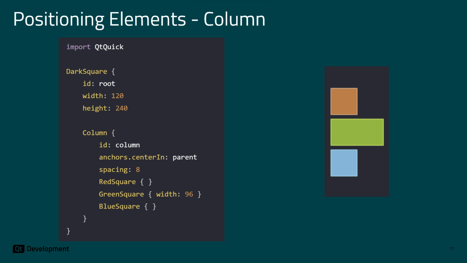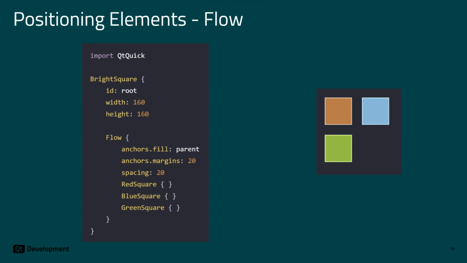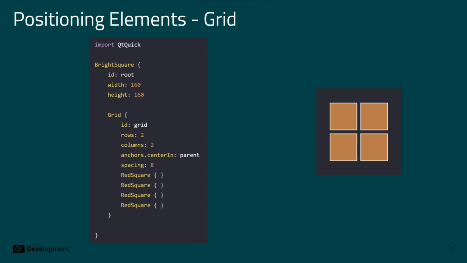Additionally, the column positioner is used to arrange items vertically. Flow items are used to place items like words on a page, with rows and columns of non-overlapping items. In our example, the flow item fills the parent BrightSquare item, defines outer margins and a spacing of 20 pixels between each element. Flow items are quite similar to the next positioner item called grid.